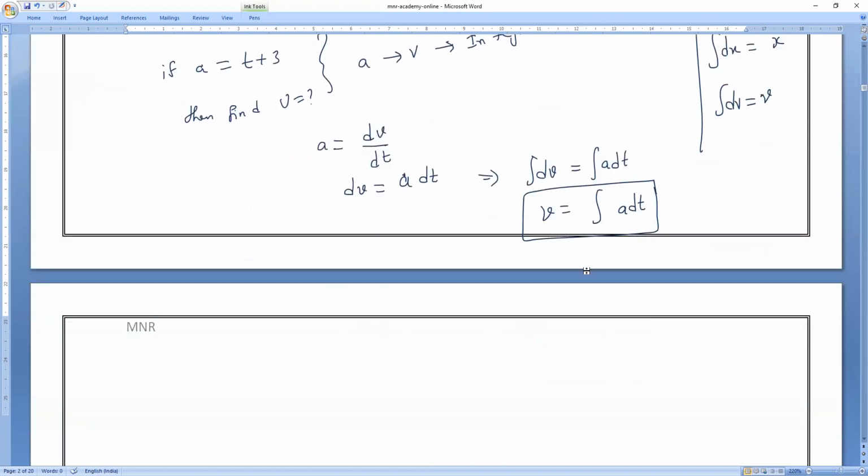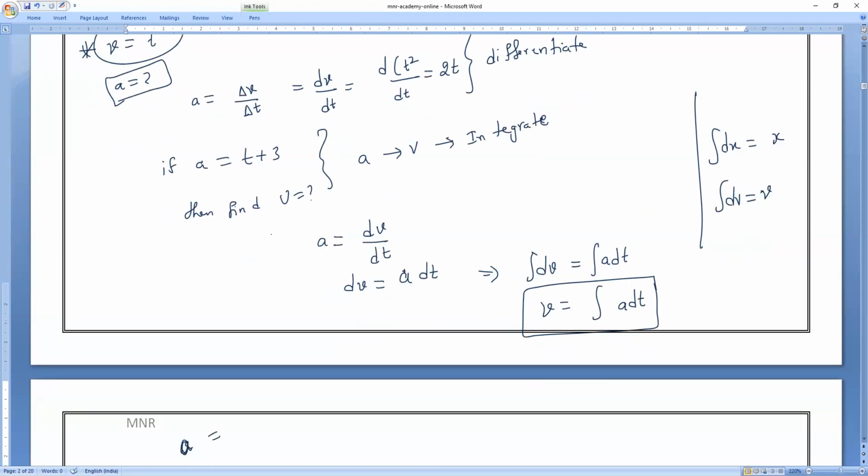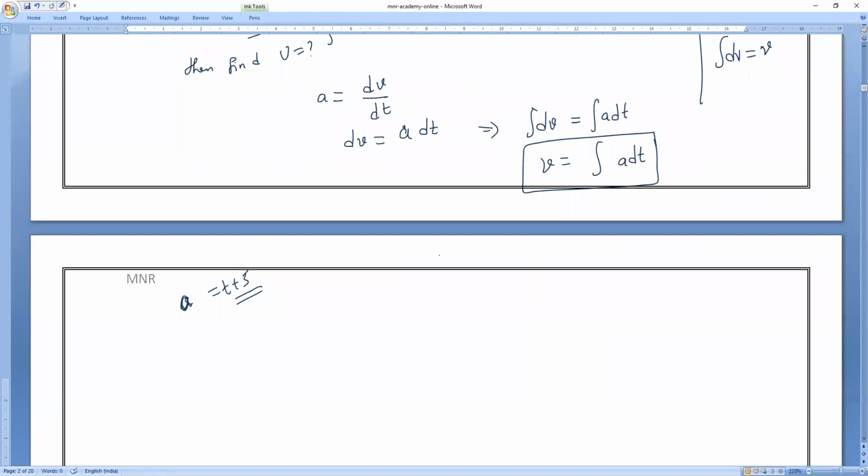Now I'm taking a function. For example, I have already taken a is equals to what? Check it, everybody. a is equals to t plus 3. So I'll find v now. v is equals to integration of a, which means integration of (t plus 3) dt. Clear?